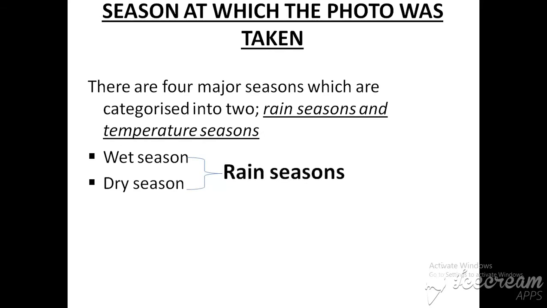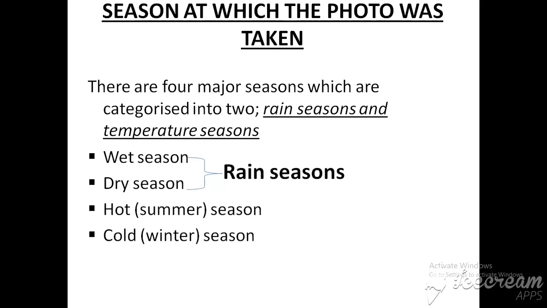And also we have what we call hot season or summer and the cold season, which is also called the winter. These ones are categorized according to temperature. So now those are the 4 seasons we normally have on photographs.